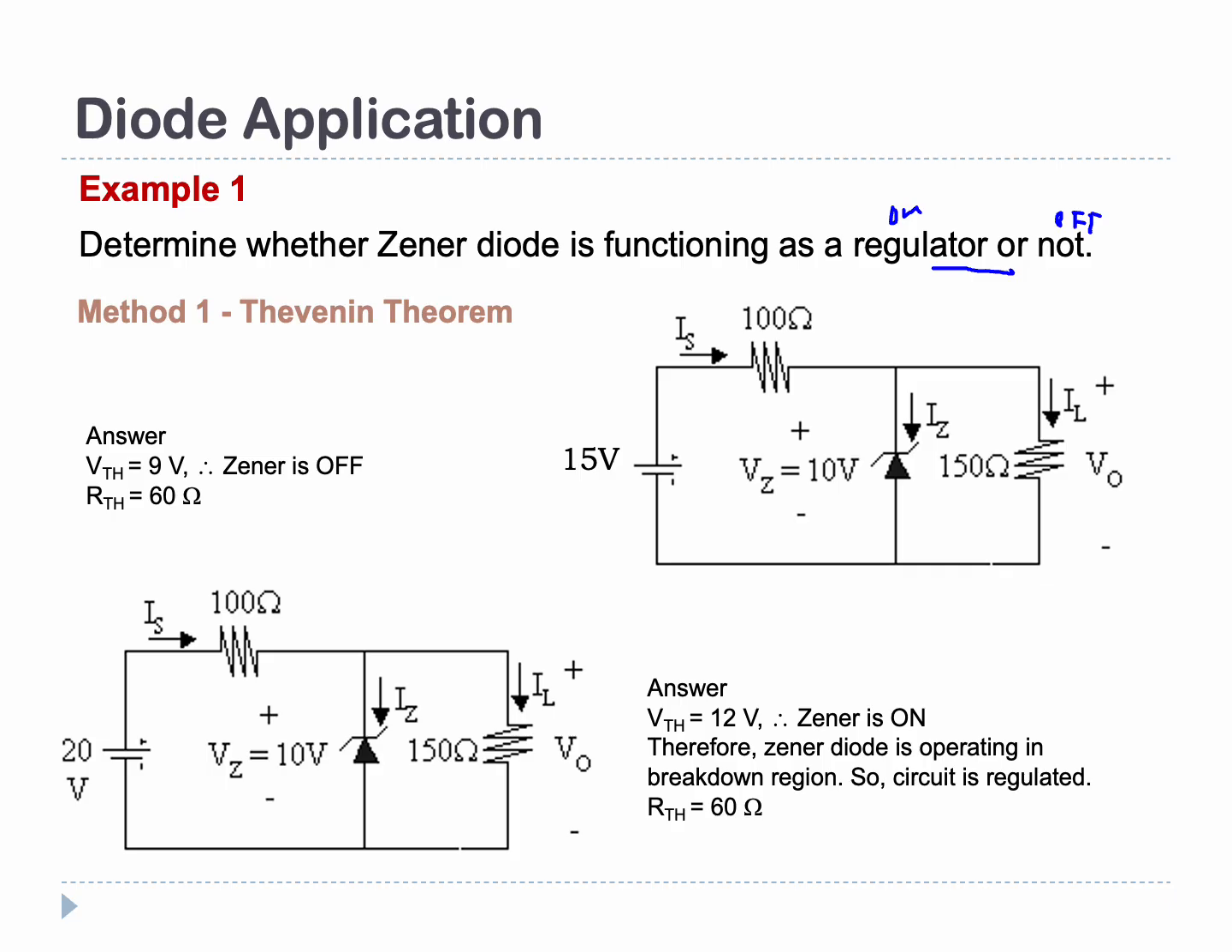Okay, so there are two methods, and both of these methods are basically the same. The first method we can use is the Thevenin method. Here, our input voltage is 15 volts and our load resistor is 150. We want to find the value of V across the load resistor, so we can apply V Thevenin.